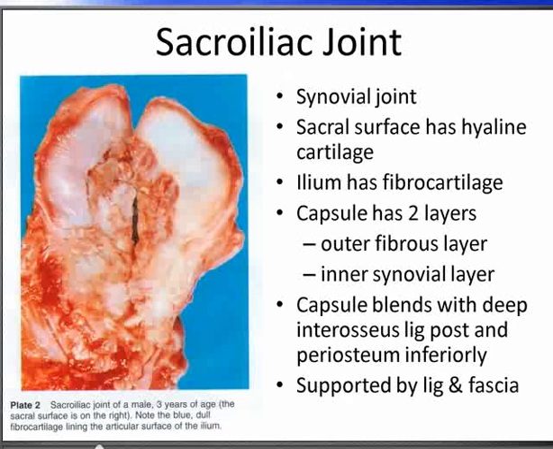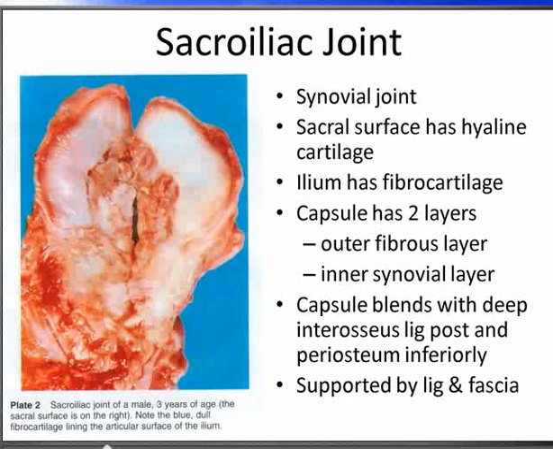Now, looking at the sacroiliac joint itself, it is a synovial joint, and the sacral surface is said to be hyaline in nature with its cartilage, whereas the ilium has fibrocartilage. It does have a capsule with a couple of layers, an outer fibrous layer and an inner synovial layer. And the capsule is said to blend with the deep interosseous ligaments, the posterior ligament structures, and the periosteum inferiorly. So bottom line is that you get some blending in of the capsule with the ligament structures, and so you get support of the capsule by the ligament and the fascia that connects to those ligaments as well. So there's a lot of support for this SI joint.